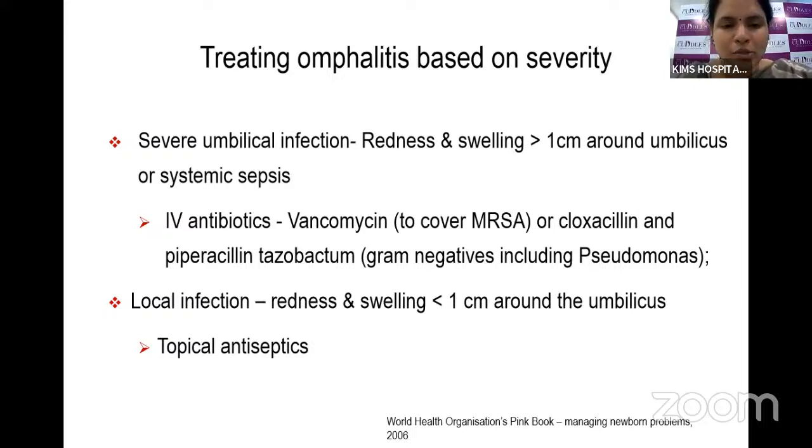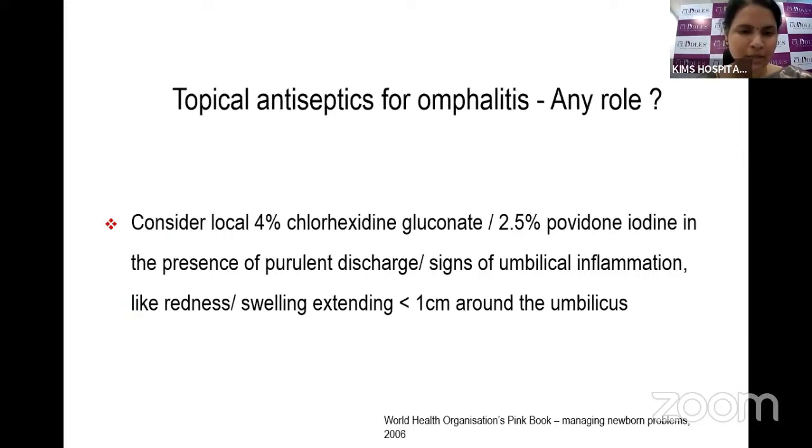It could be considered if there is also some clinical improvement and the blood culture report endorses the presence of methicillin sensitivity. So this is the usual policy if the newborn has signs of severe umbilical infection in the form of redness, induration and swelling extending for more than 1 centimeter around the umbilicus, or presence of systemic signs of bloodstream infection. We begin with IV antibiotic coverage to cover methicillin-resistant Staph aureus with vancomycin, or cloxacillin if the baby is not very sick, and add piperacillin tazobactam to cover gram-negatives, including Pseudomonas. However, if it is localized infection with redness and swelling extending for less than 1 centimeter around the umbilicus, topical antiseptics would suffice.